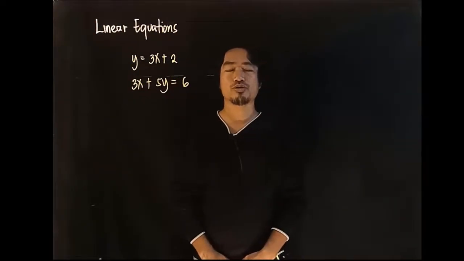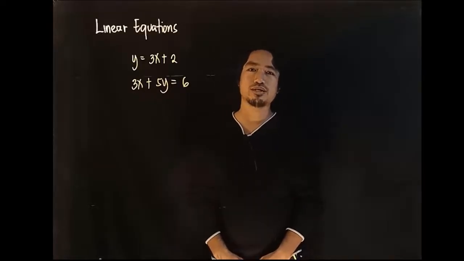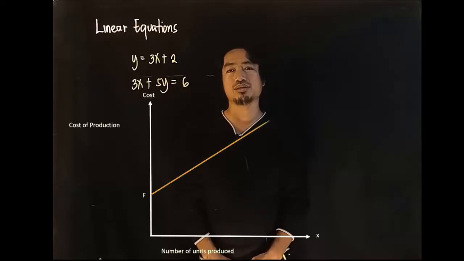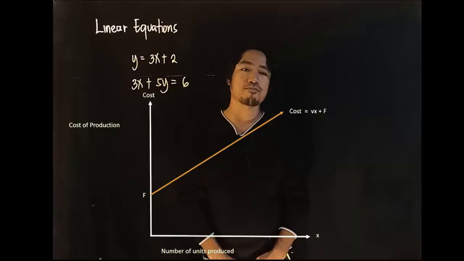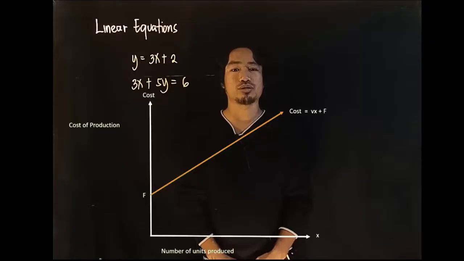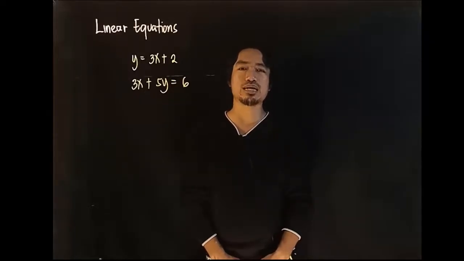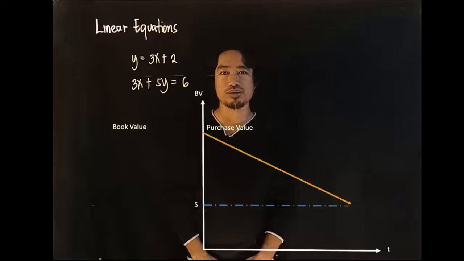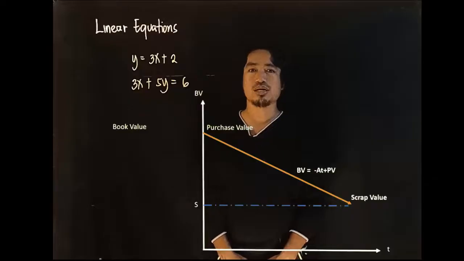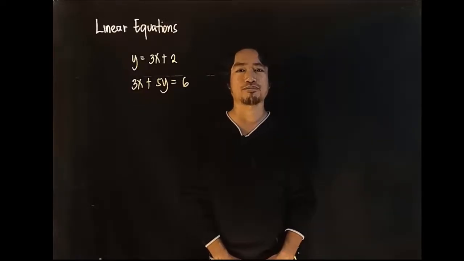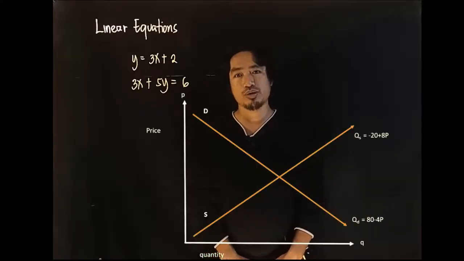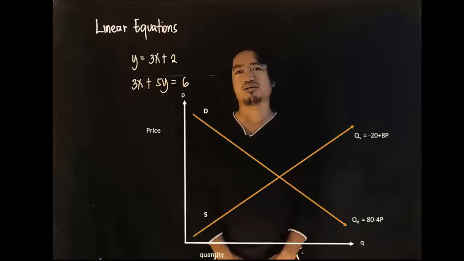The following graphs will show you quantities that have a linear relationship. On this graph, you will see that the total cost of production is related to the number of units produced, with respect to a particular fixed cost. On this second graph, you will see that your asset's book value depreciates over a period of time, and similarly, it is linear by nature. And on this third graph, you will see that the demand equation and the supply equation are also linear in form.